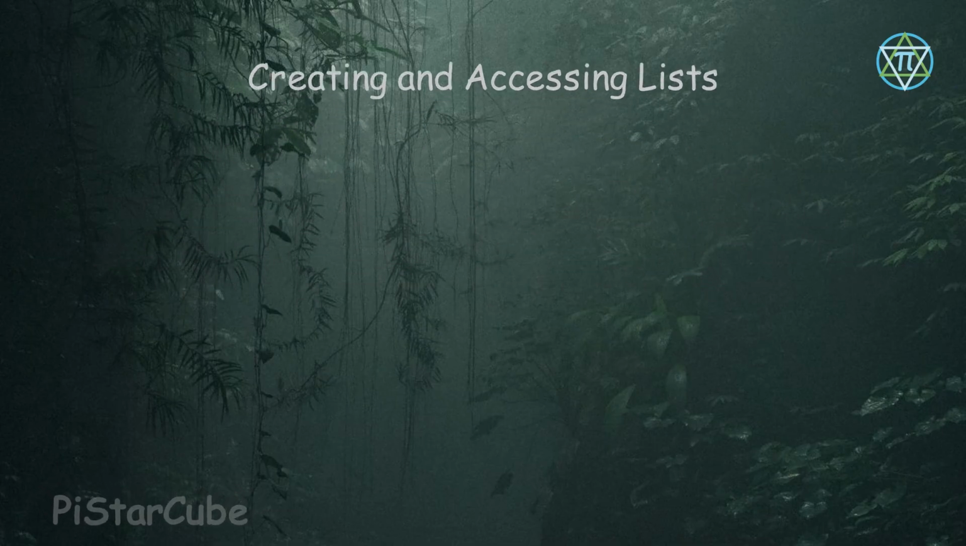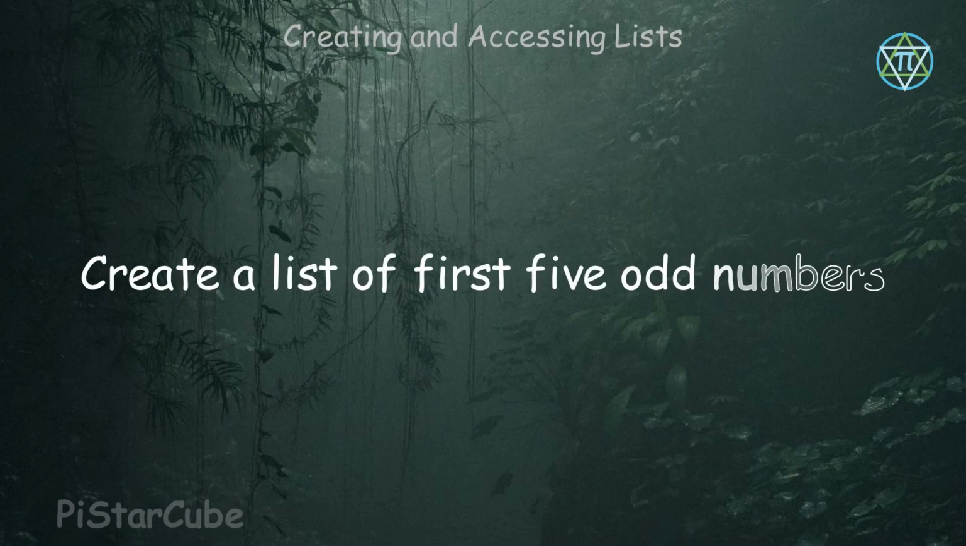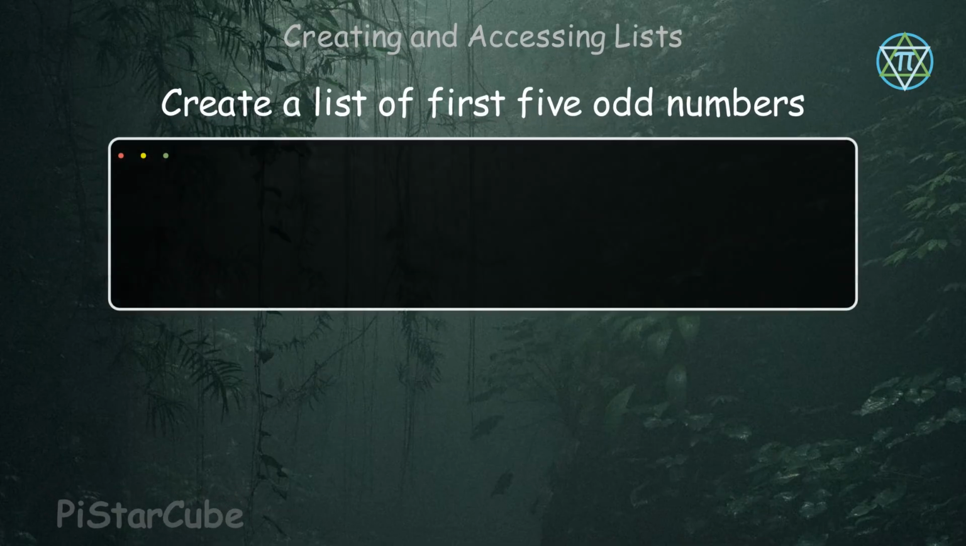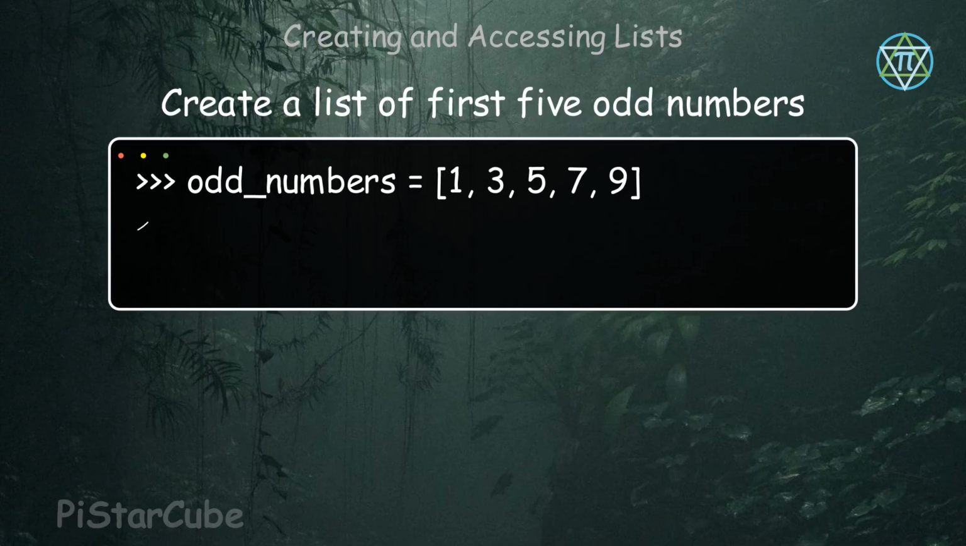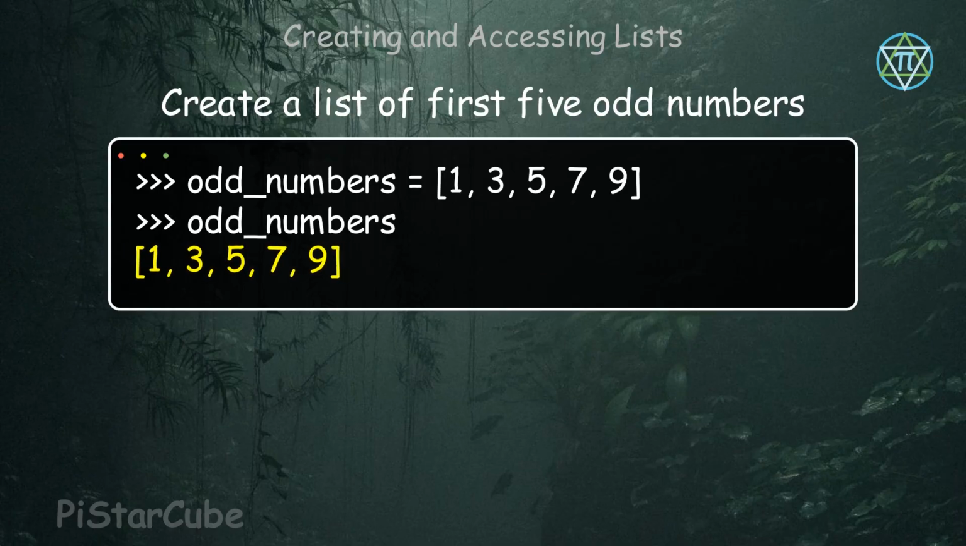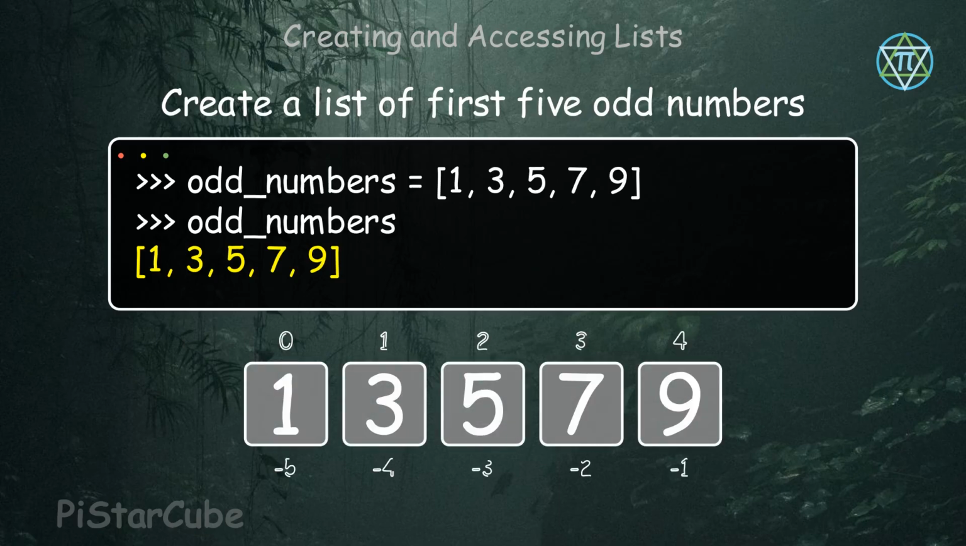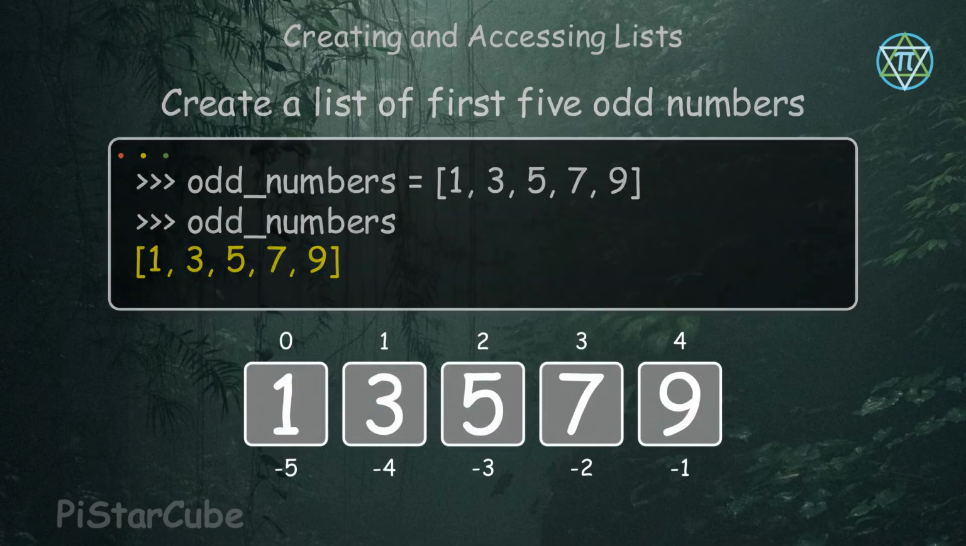Here's our first topic, creating and accessing lists. Let's start by creating a list of the first 5 odd numbers. We define it using square brackets and assign it to a variable called odd_numbers. The list now holds 1, 3, 5, 7 and 9.